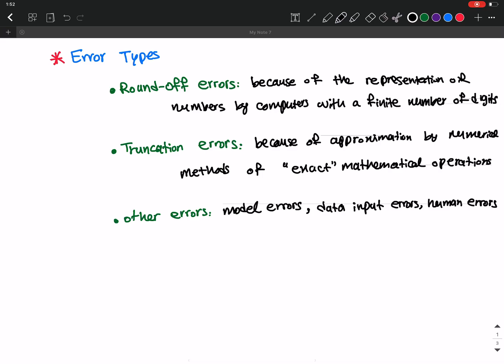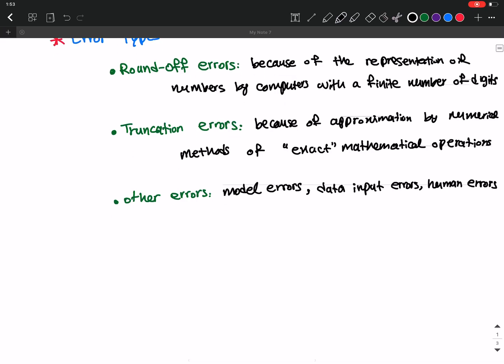So these are the possible errors that you might have when you are trying to approach a problem, especially a numerical problem. And so you have to be aware of all of them when you want to, for example, debug your code or find a reason why your code or your numerical solution is not working well.